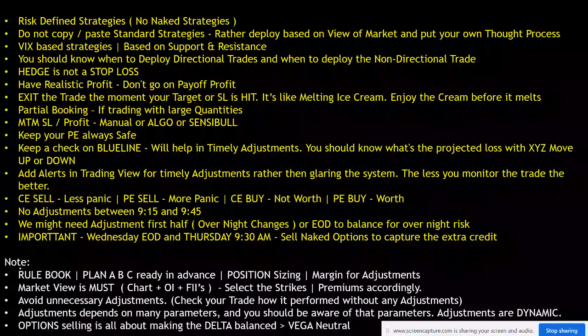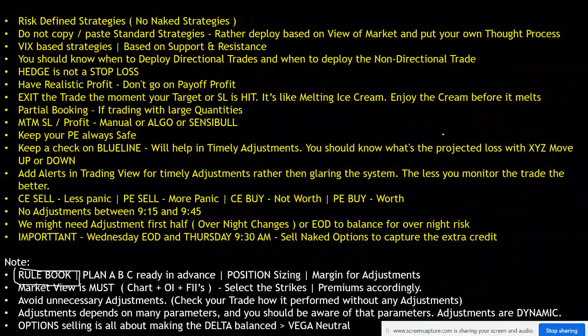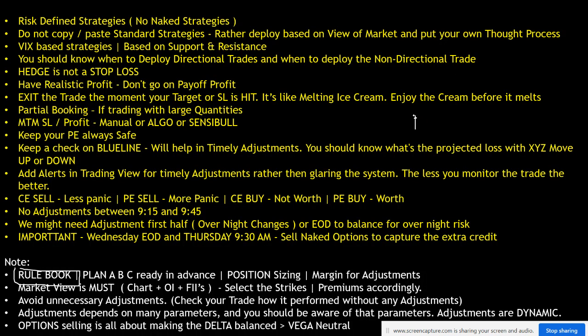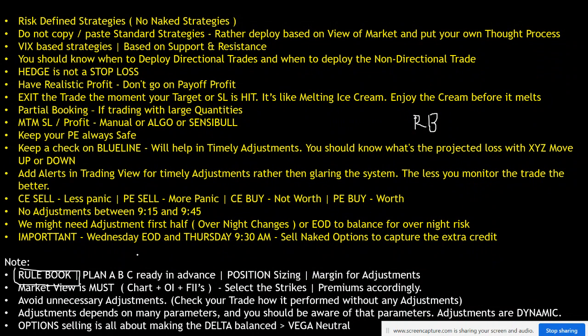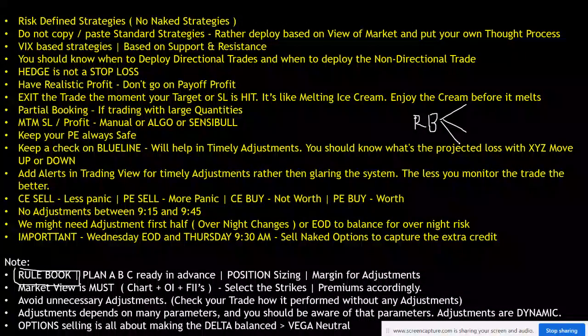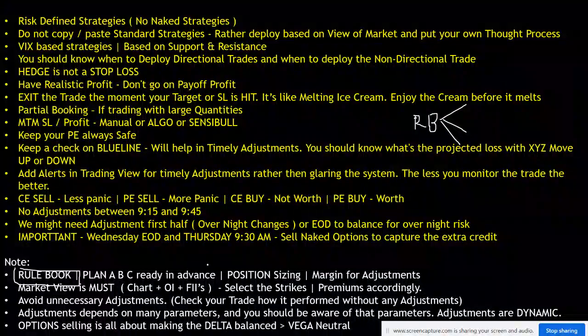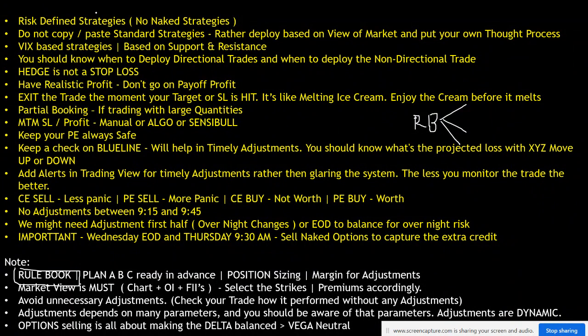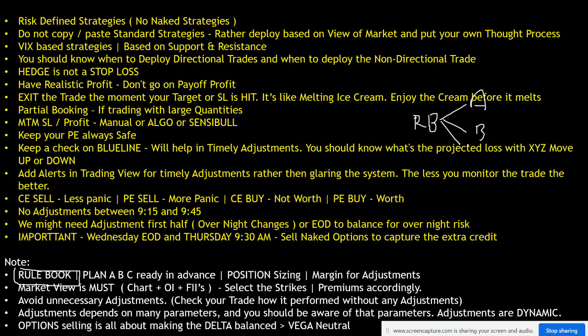The other thing is the rule book, right? You need to have the rule book. I mean, this sounds very kiddish, but you need to have the rule book. So what does your rule book define? Your rule book should have all your plan A, B, C ready. Whenever you're deploying any trade, be it your naked strategy or your risk defined strategy, you need to have your plan A, plan B, plan C ready with you.